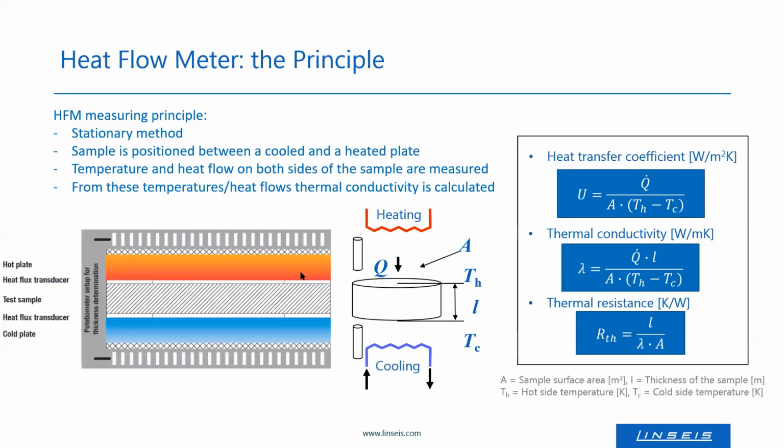In real life, this looks like this. You have a hot plate on top. You have a sample and a cold plate below the sample. And between the sample and the hot side, there are some heat flux transducers. And between the sample and the cold side, there are heat flux transducers. As I already said, if the heat flux in the sample equals the heat flux out of the sample, you are in a steady state, in equilibrium, and you can measure the transferred heat and get thermal conductivity out of it.